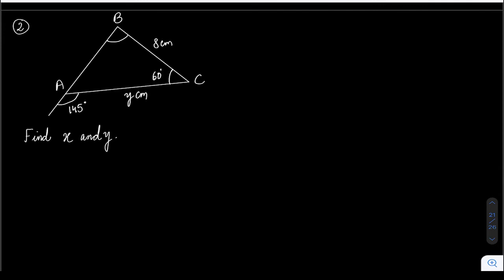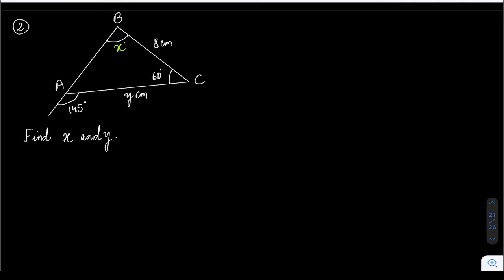Okay, second question. A triangle ABC is given. You can pause this video. All the values are given and what we have to find is also given. This is x. So you can pause this video and try this question yourself also. So ABC, a triangle is given, angle C is given as 60, BC is given as 8, AC is given as y. Angle A, that is the external angle of this triangle, is given as 145. We need to find x and y.